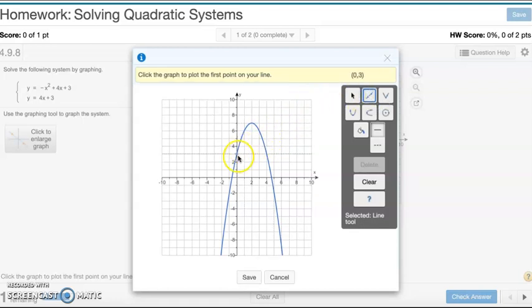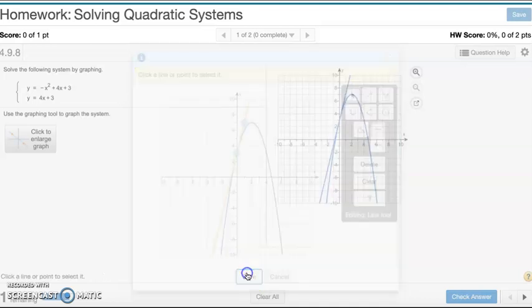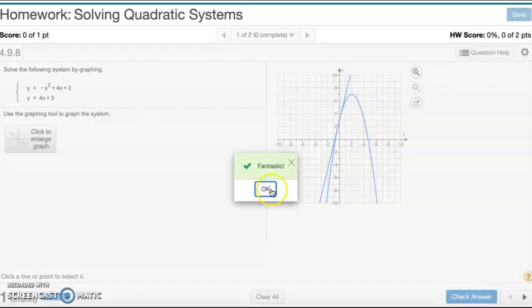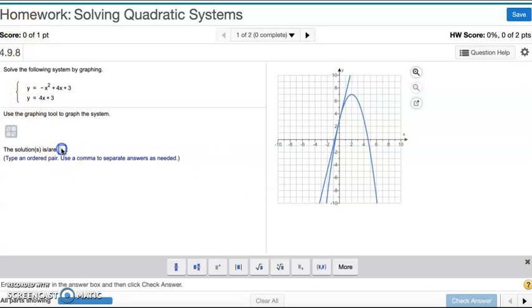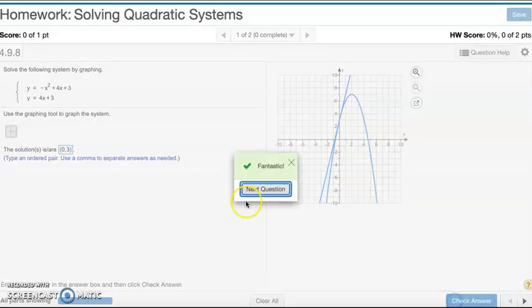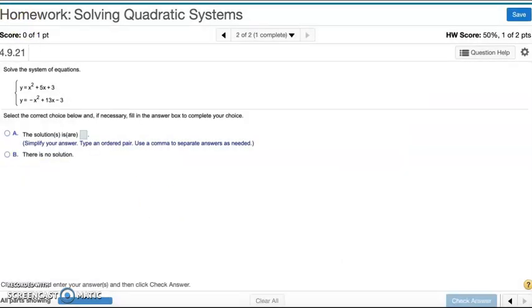Y-intercept is 3. And I go up 4, 1, 2, 3, 4, over 1. So then I press save, check answer. Now the solution, which is the intersection point, is 0, 3. You can see right there, that's where they intersect. And that's number 1. Number 2, solve the system of equations.